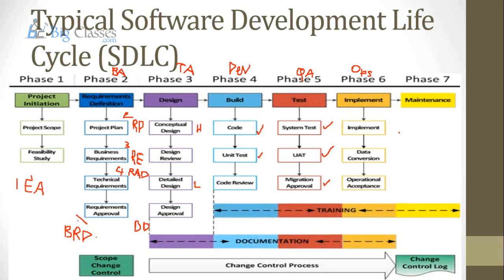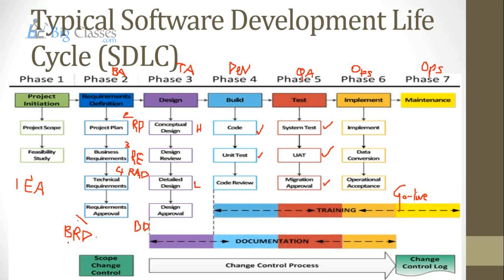One fine day, they would give access to the end users. We call that a go live activity. Go live means access is given to the end users and they would start using the system from this go live date. After that the maintenance kicks in, and that is also handled by the ops team.